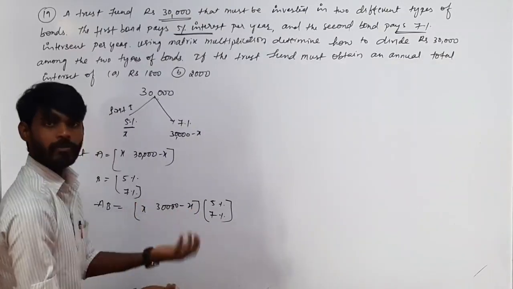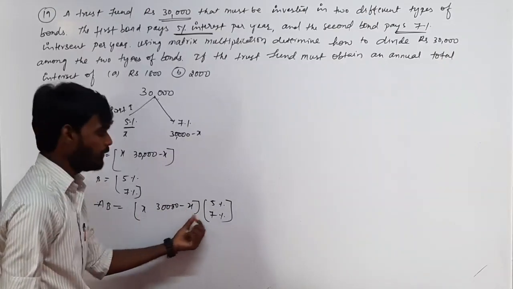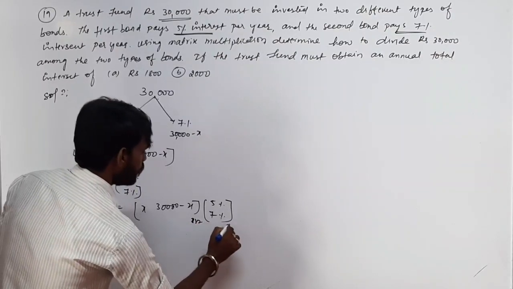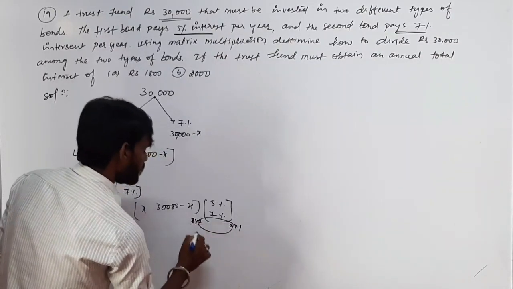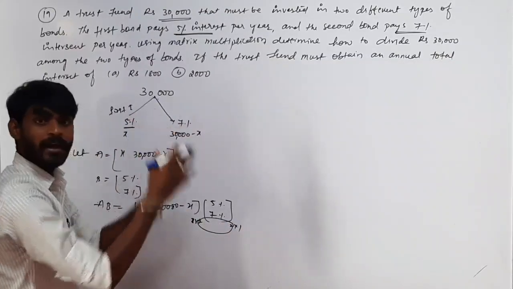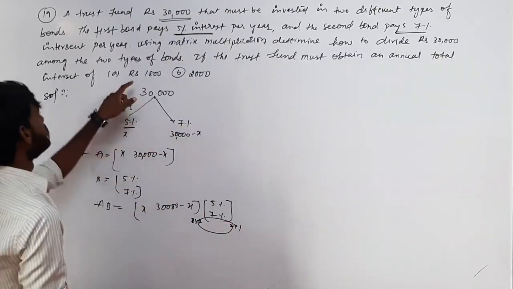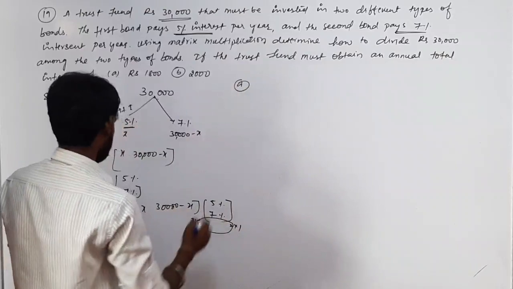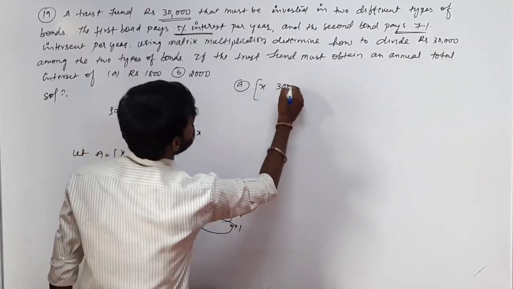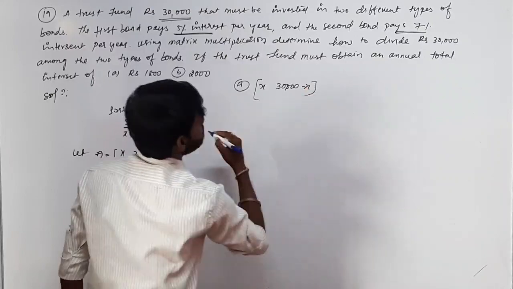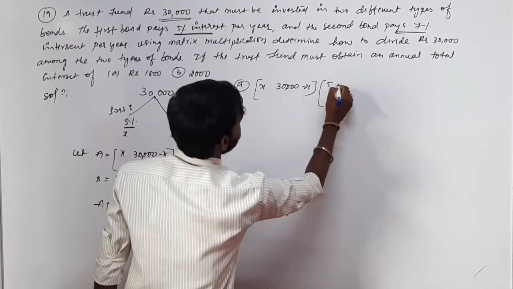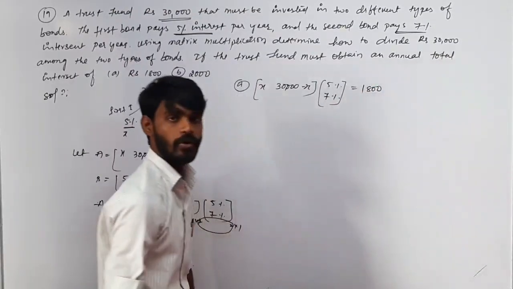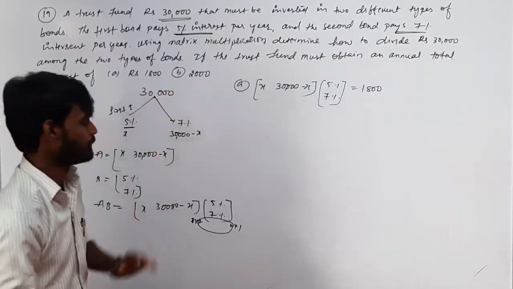When we multiply, the A matrix column and the B matrix row match. This is 1 cross 2 and 2 cross 1, so the result will be a 1 cross 1 matrix. We multiply and add, and that equals this amount. So for the first one, X, 30,000 minus X into 5%, 7% is equal to 1,800. The same thing applies for B also.